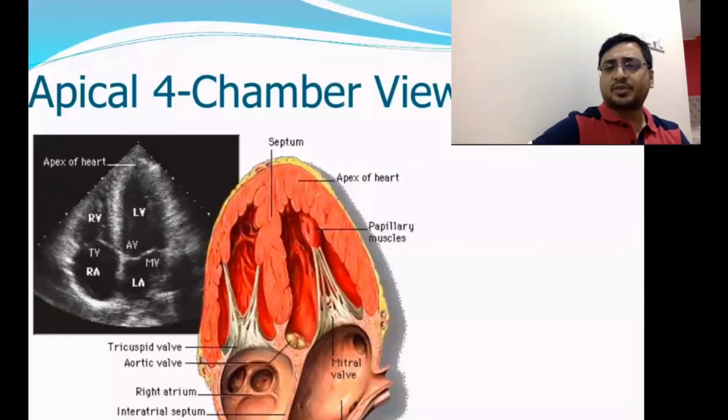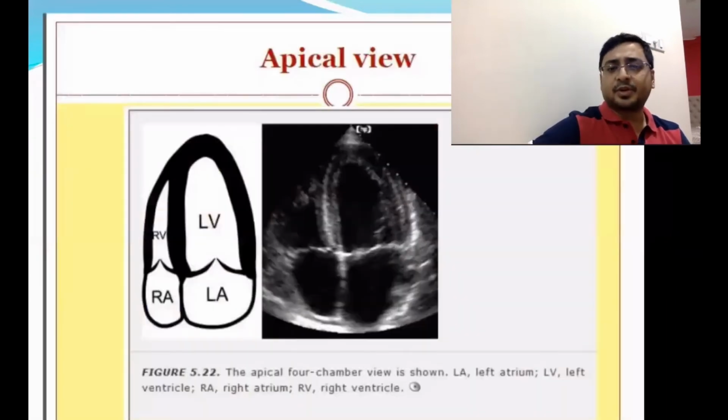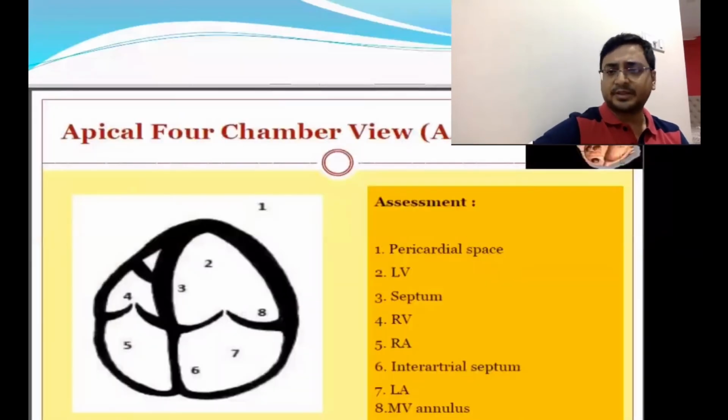An apical four chamber view can easily diagnose a lot of diseases, including mitral valve pathology, tricuspid valve pathology, overall LV movements, left atrial movement, and any interatrial septum abnormalities. In a normal subject, the apical four chamber view looks like this. So this is the apical view. You can easily diagnose by the four chamber view. And these are the structures.